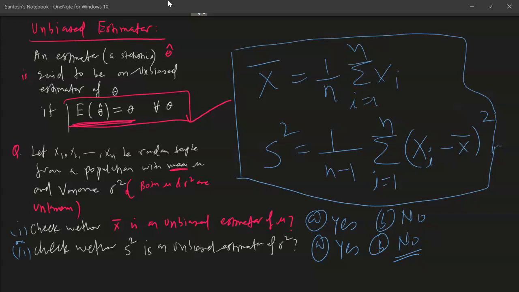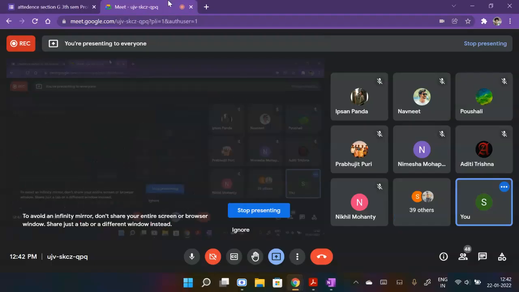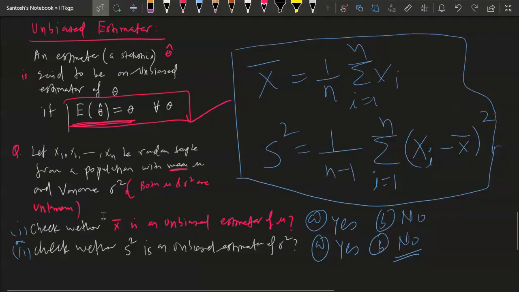Tell me for the first part, yes or no? You're taking too much time. In the first part you have to check whether x bar is an unbiased estimator of mu. The definition: theta cap is an unbiased estimator of theta if expectation of theta cap is theta. So check whether expectation of x bar is mu or not. Find the mean of x bar and check whether it comes out as mu.